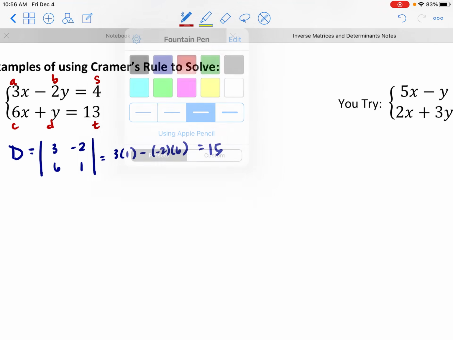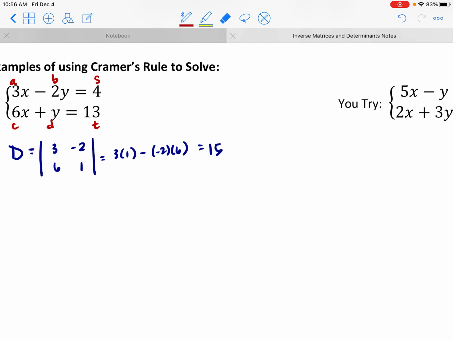Okay, now we're going to find the determinant of x. So d sub x. The determinant of x is going to replace the coefficients of x from our overall determinant there.